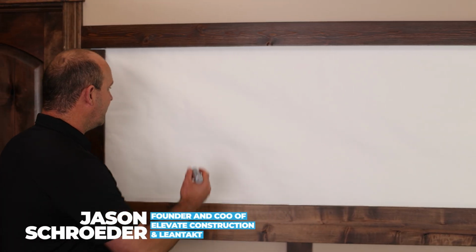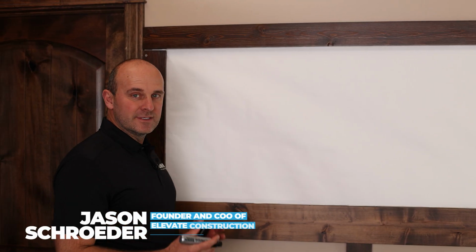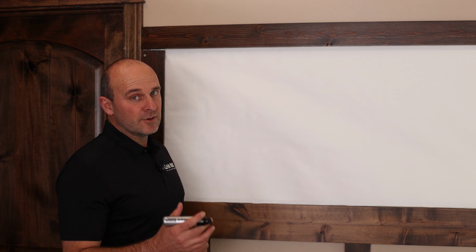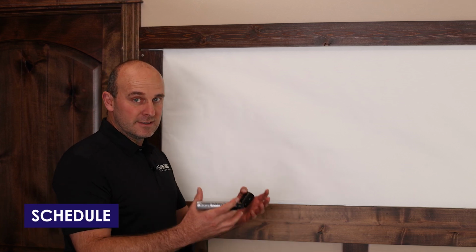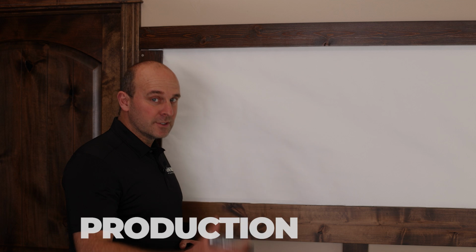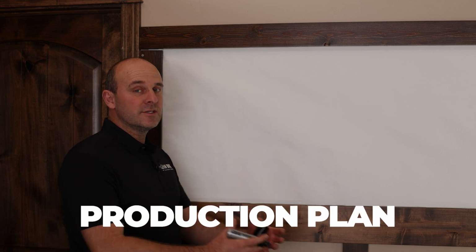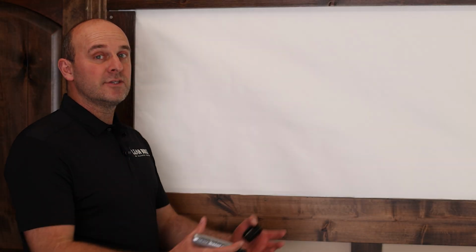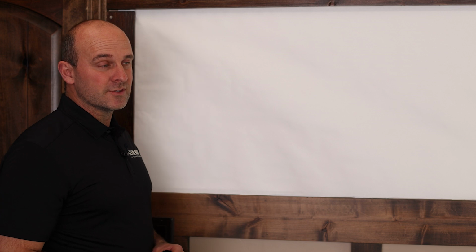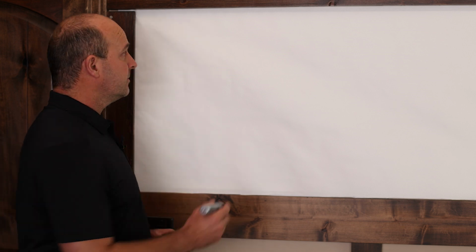I want to talk about 3 different types of schedules, and I do want to remind you that a schedule is the demand side of the equation. A production plan is the simulation of what's possible in relation to that demand or that end milestone. So really we're talking about production planning.